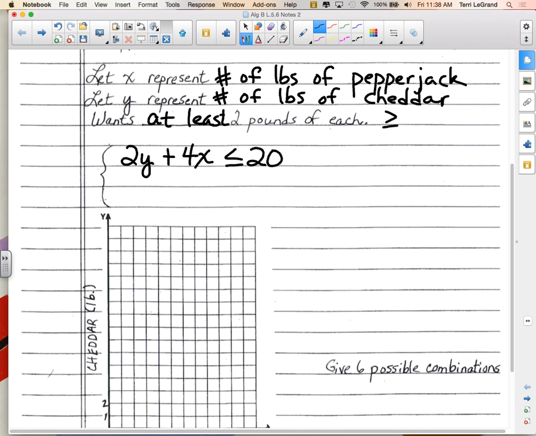Okay, another one. Okay, Cody, what do you think you got? Y is greater than or equal to x plus 2. Okay, so this tells me that the number of pounds of cheddar has to be more than or the same as the pepper jack cheese plus 2 more pounds. That's basically my first one, except it's been divided by 2.